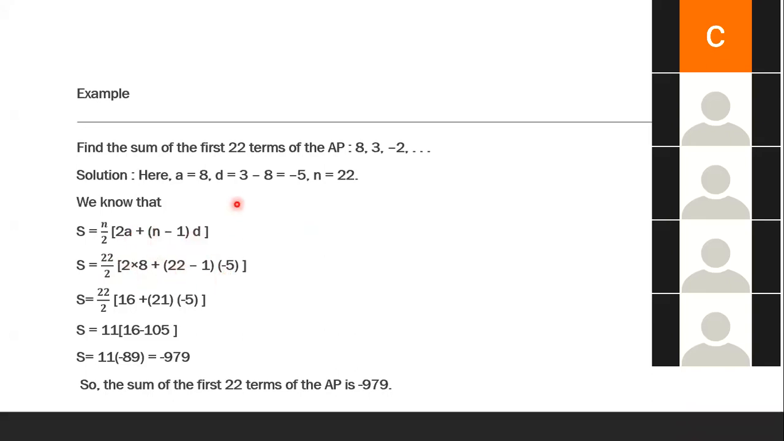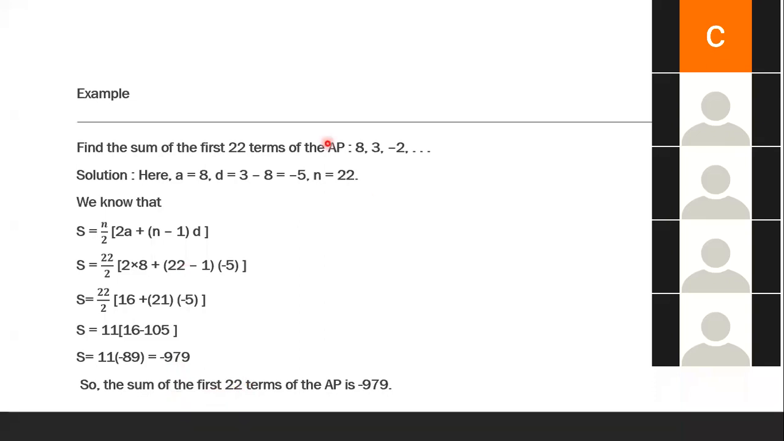I just substituted the given data in the particular formula. Am I clear, children? Yes, ma'am. If I substitute the values and cancel, 22 by 2 is 11, and 22 minus 1 is 21. 21 into minus 5 is minus 105. Am I clear, children? 16 minus 105 is minus 89. So 11 into minus 89 is minus 979.